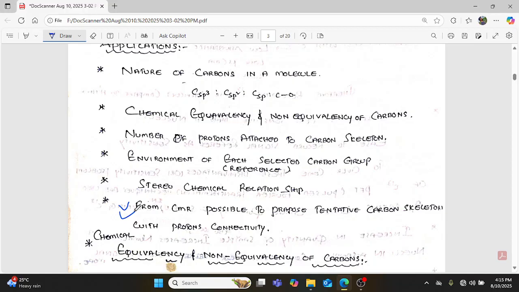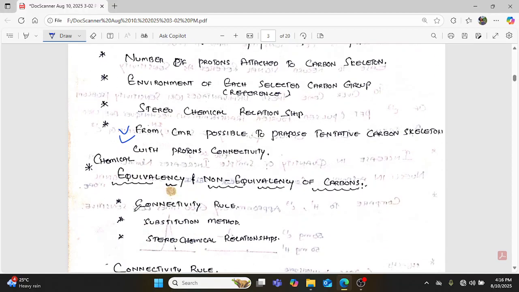From CMR, it is possible to propose a tentative carbon skeleton with proton connectivity. This is very, very important. Once we know the carbon chain in a molecule, automatically we can determine the structure of the unknown chemical compound. So this is the beauty of NMR spectroscopy. That's why people say whenever you are perfect in the NMR spectra, meaning proton and C13 NMR spectra, you can determine the structure with 99.9% accuracy. Okay, so this is the importance.